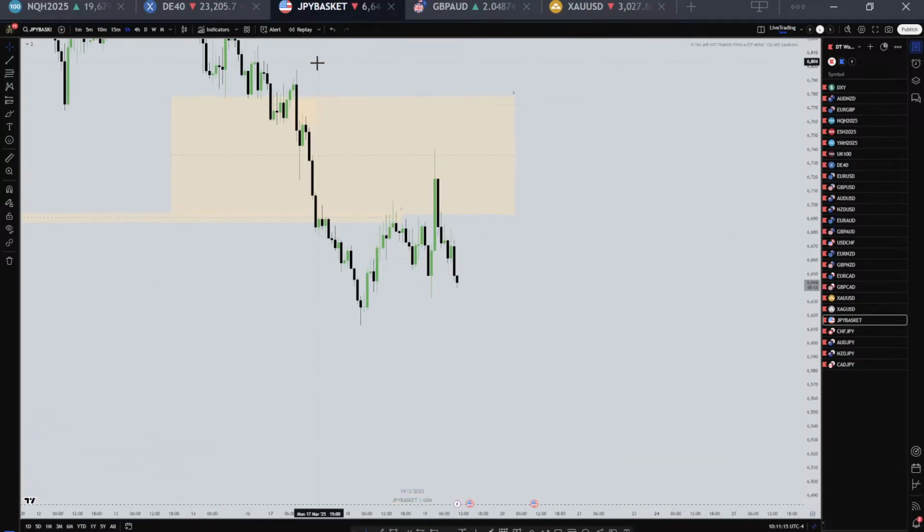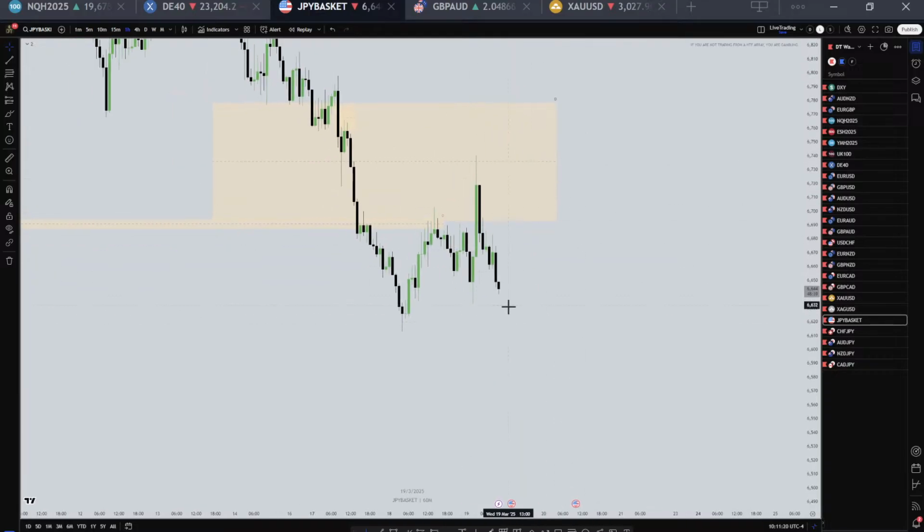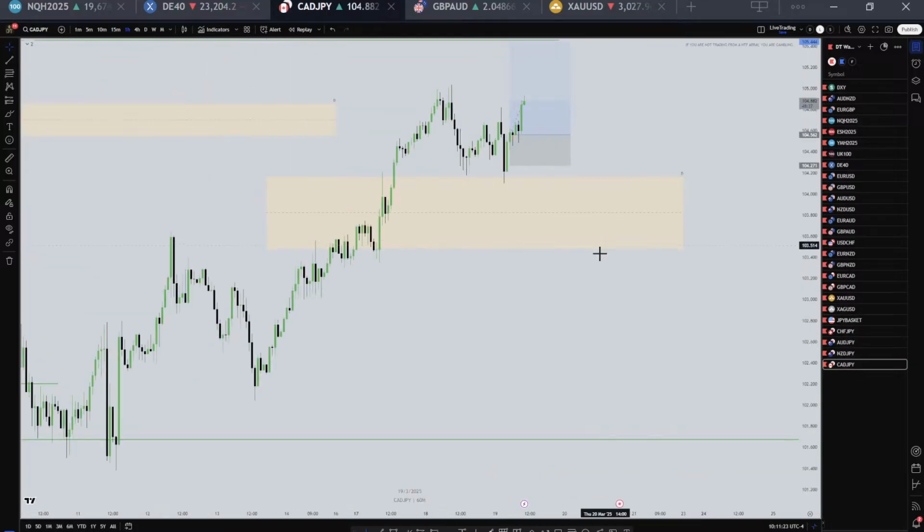So JPY looks like it wants to continue with the internal to external. We short JPY, I mean the longs on the JPY pairs.